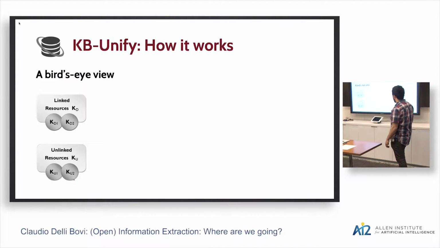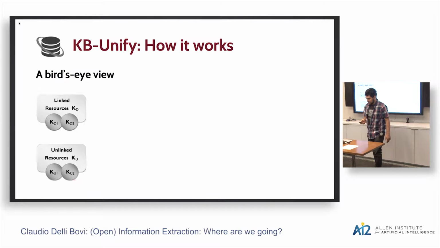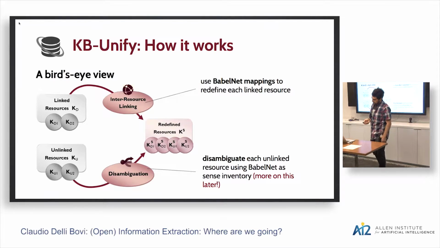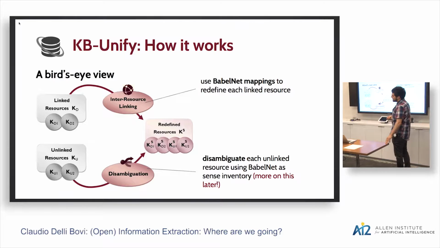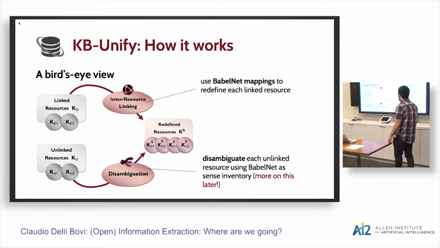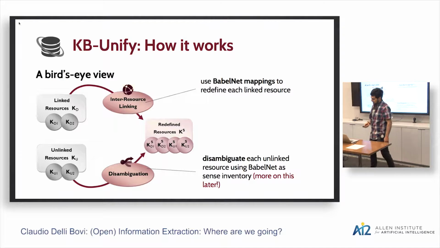Let's see basically how it works. So we start by distinguishing those resources that are linked and those resources that are unlinked. And then we perform two steps. In the first step, we try to redefine all these individual resources using the same sense inventory. And this could actually be done in two ways. If the resource is linked already, then the job is actually done, because we can exploit the mapping inside BabelNet from and to Wikipedia, Freebase, DBpedia, and so on, to directly map these resources, KB1, KB2 in this example, to BabelNet. So that will be easy.